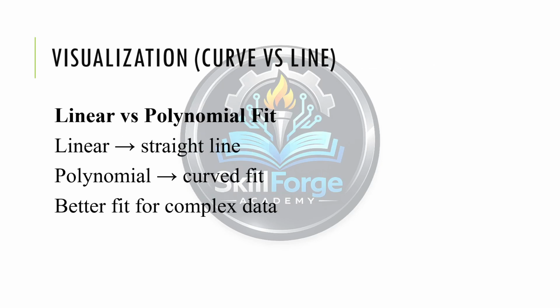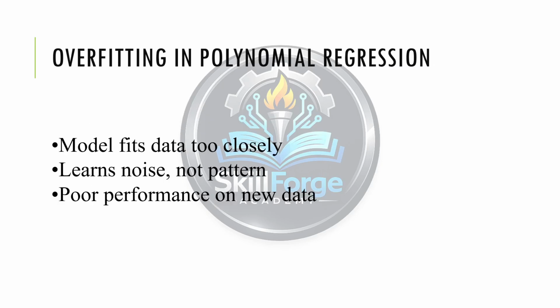Now we'll try to understand the concept of overfitting in polynomial regression. When we use very high degree polynomials, the model tries to fit every single data point. It captures not only the real pattern but also noise in the data. This results in a very complex curve. While it may look perfect on training data, it performs poorly on new unseen data. That's called overfitting. So the goal is not to perfectly fit the data but to generalize well.